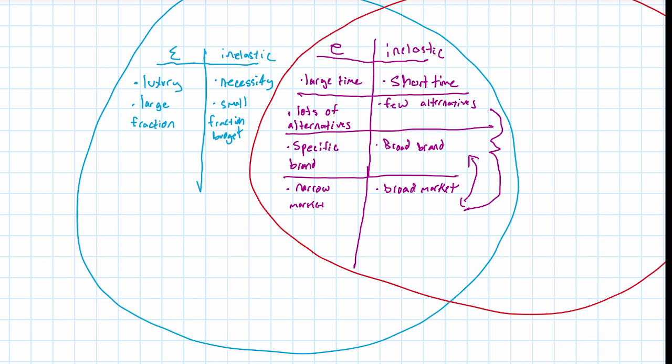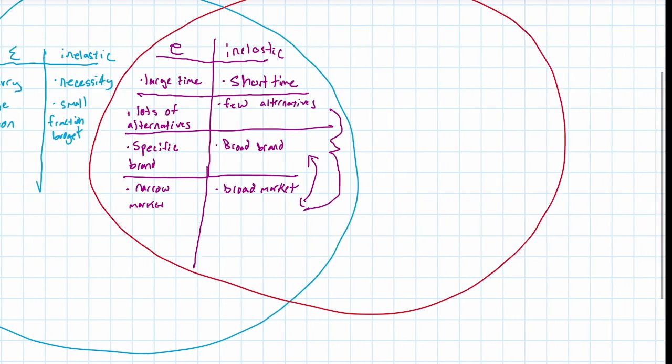Luxury goods, for the most part, are usually pretty expensive, and because they're so expensive, they would take up a large fraction of your budget. Don't think too hard about this because you can find caveats to this. But just know that a large fraction of your budget is elastic, and a small fraction of your budget is inelastic.